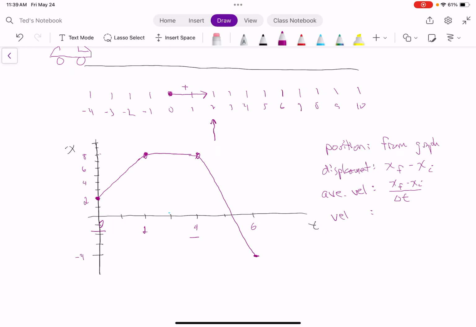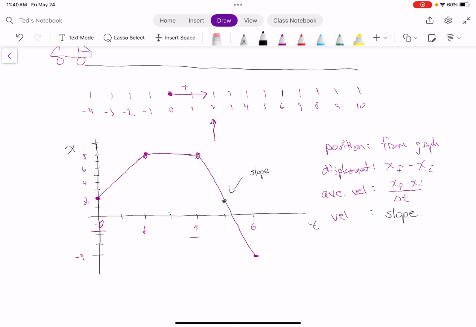So if I wanted to know the velocity at, for example, 5 seconds. Well, to find the velocity at 5 seconds, the first thing I need to do is find the point on the graph. So there's 5 seconds right there. The next thing I need to do is figure out, okay, what is the slope of the line? What is the slope of the graph here? Because remember that velocity is the derivative of position, and derivative is the slope of the graph.